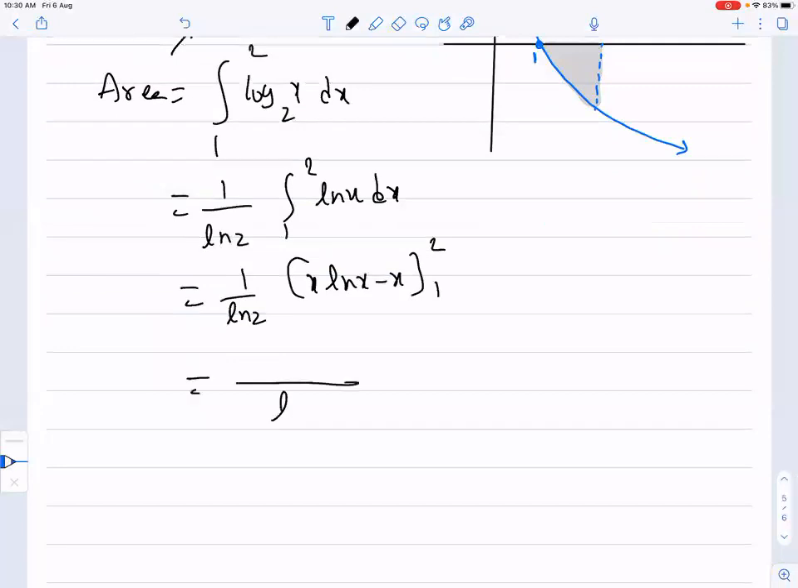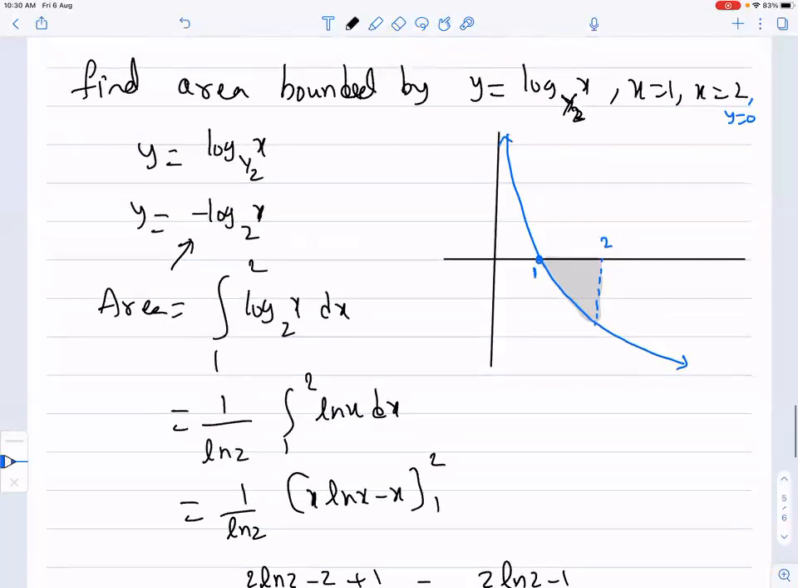That will give you 1 by ln 2, 2 ln 2 minus 2. Putting x equal to 1, the first term is 0, minus of minus 1 plus 1. So 2 ln 2 minus 1 upon ln 2. Write it off for this.